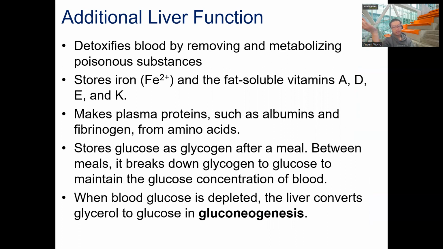Other functions of the liver are not specifically related to digestion, but are nevertheless important. The liver helps detoxify blood by removing various byproducts of poisonous substances. When I say poisonous, I mean things like alcohol, right? Too much alcohol is actually poisonous to the body, and your liver metabolizes that. That's why people who drink excessively get liver cirrhosis, scarring of the liver, right?